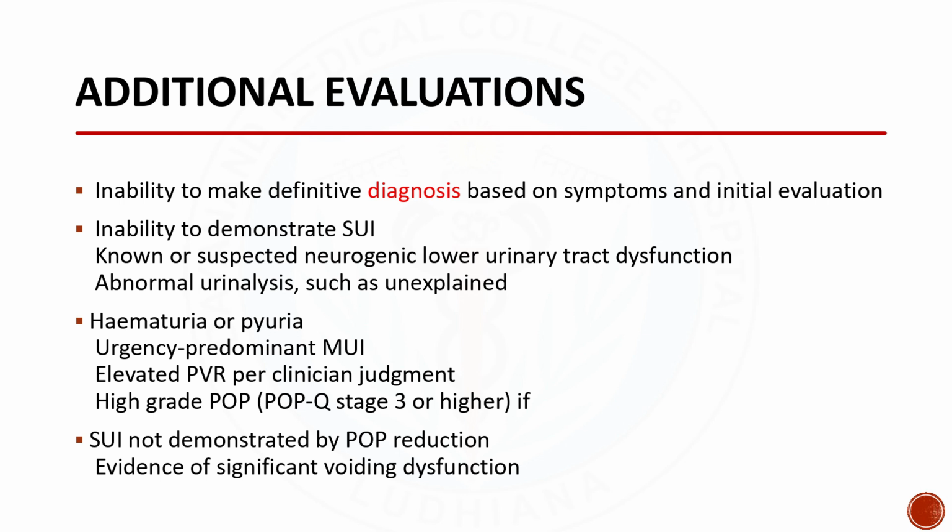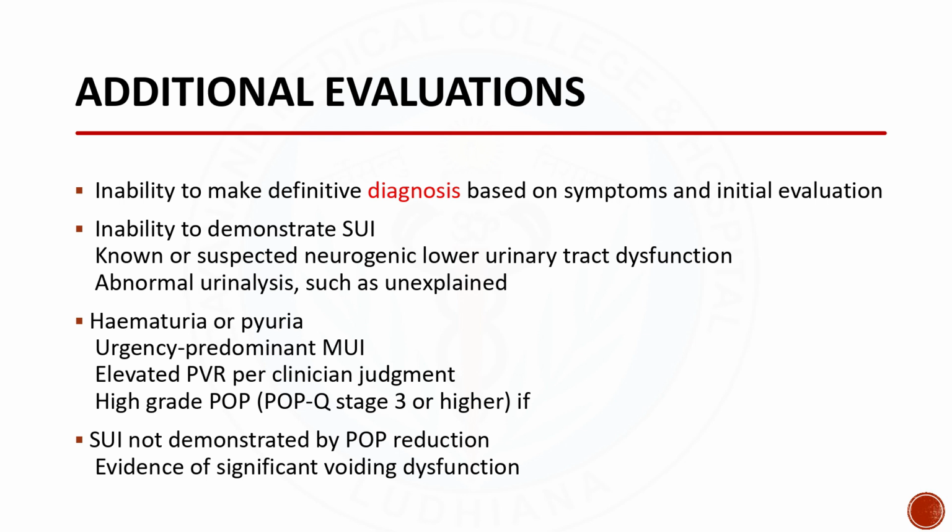Do we need any other additional evaluation? We have just limited ourselves to a focused history with a full bladder examination, an ultrasound and a urine test. So we can go ahead with the ancillary test only if our diagnosis is not complete. If we have not been able to demonstrate SUI in our examination, or there is hematuria, pyuria, or maybe there is a pelvic organ prolapse. So all in all, we have to take everything into consideration.